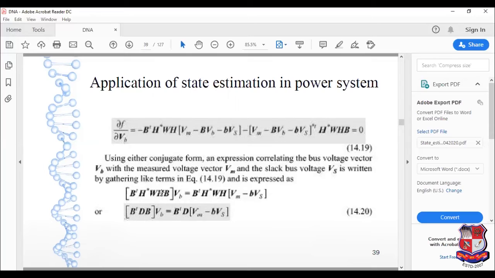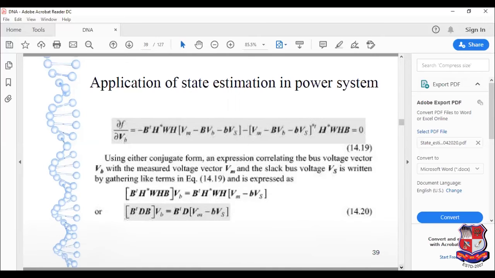In a simple circuit, you have to determine the value of G, while in the case of a power system, you need to determine the value of D. And both expressions are the same, that is H transpose W into H. Okay, so by this formula, we can easily derive this value.